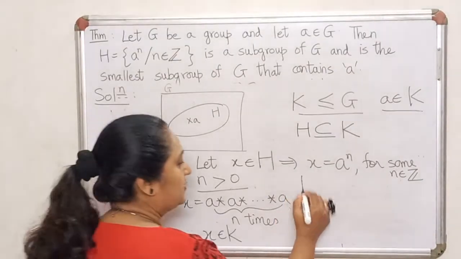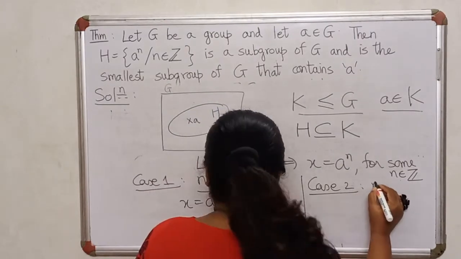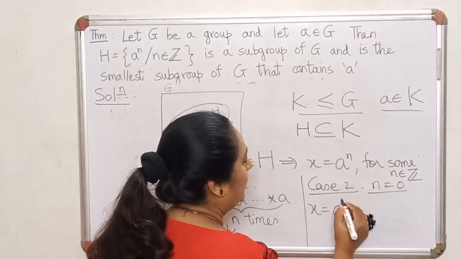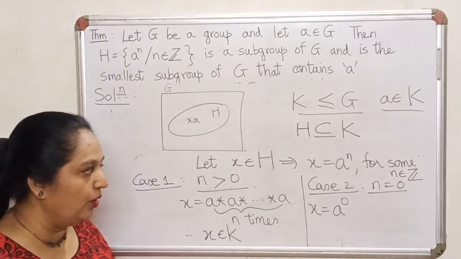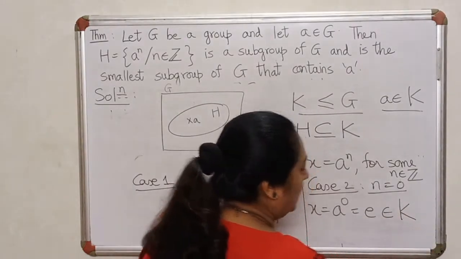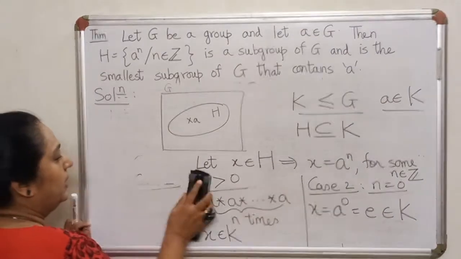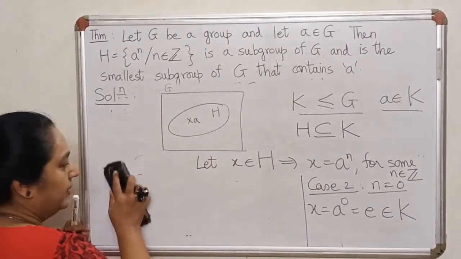Okay, what happens if n is 0? This case is really easy. If n is 0, my element X is going to look like A raised to 0, and A raised to 0 is E. E is surely an element of K. So in case 2, X again lies inside K.